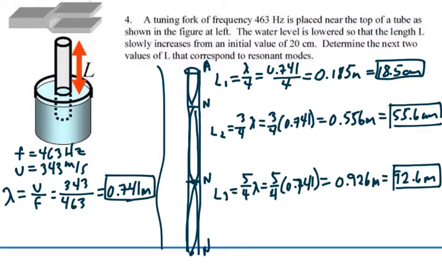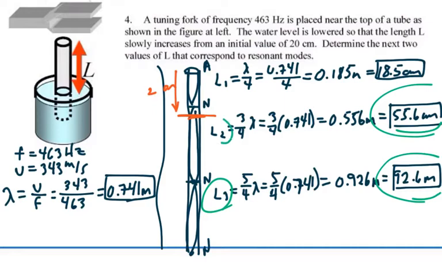So we start at 20 centimeters, which is just below this first point, and hence our next two points of resonance will be the standing waves at 55.6 centimeters and one at 92.6 centimeters. So that would be our next two values of L that correspond to resonant modes.